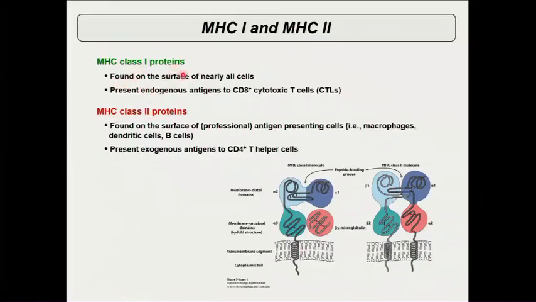So the green ones are on the surface of nearly all cells, I showed that before, and they present endogenous antigens to CD8 positive cytotoxic T cells. And what endogenous antigens are, I'll show you in a minute. The MHC class 2 proteins are found on the surface of professional antigen-presenting cells: macrophages, dendritic cells, and also B cells. So these are the APCs I introduced before. And they present exogenous antigens to CD4 positive T helper cells.